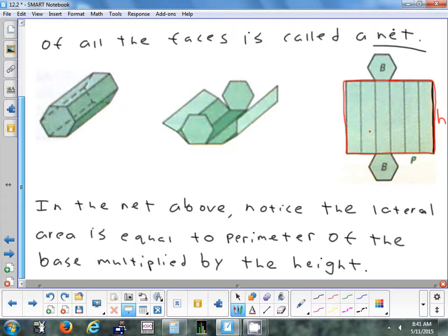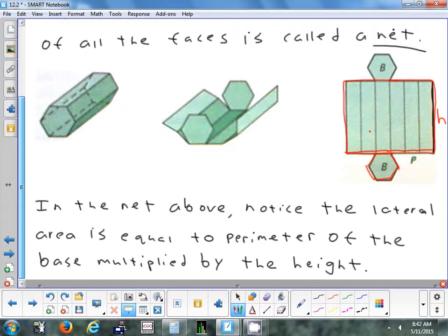Any questions on that? Does everyone see how this is the perimeter of the base? 1, 2, 3, 4, 5, 6. Those 6 segments I just drew are those, if you folded it back up and reconnected it.